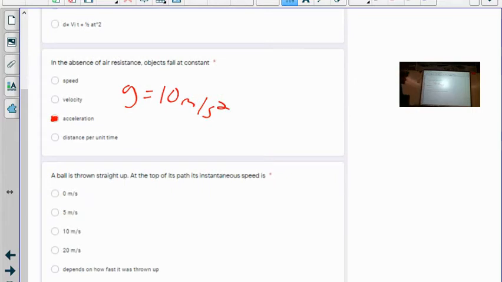A ball is thrown straight up. At the top of its path, its instantaneous speed is, when it gets up here, v equals 0. It goes up, stops, comes back down.